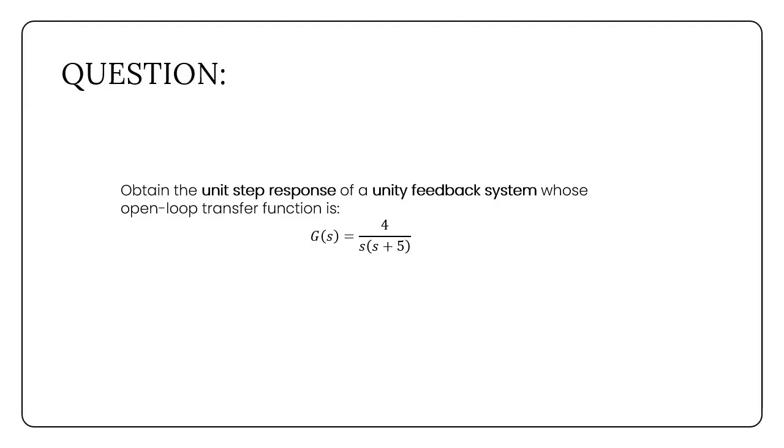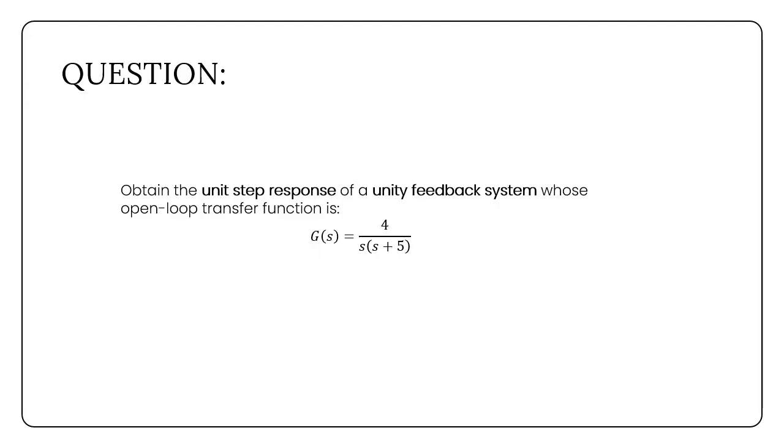In control systems, a unity feedback system means that the feedback transfer function, H(s), is equal to 1. This means that the output signal is fed back directly and then compared with the input to reduce error and improve the performance of our system.